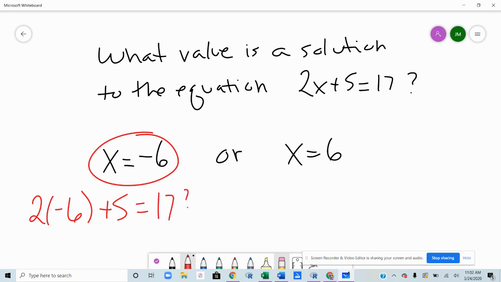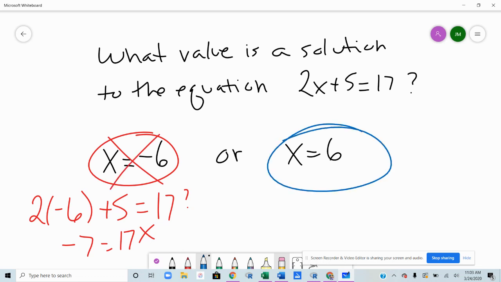And so here's where you just bring out your calculator. 2 times -6 plus 5. Type that in your calculator and you get -7. Does -7 equal 17? No, it does not. So that means your answer is not x equals -6. Your answer should be x equals 6.